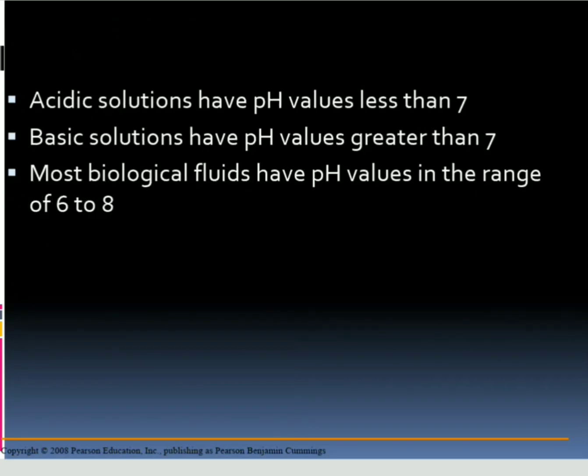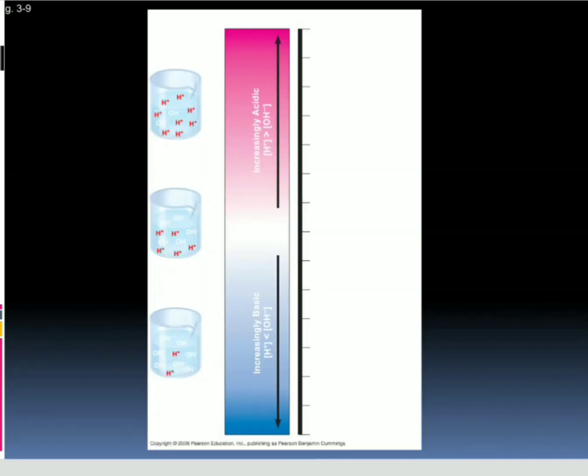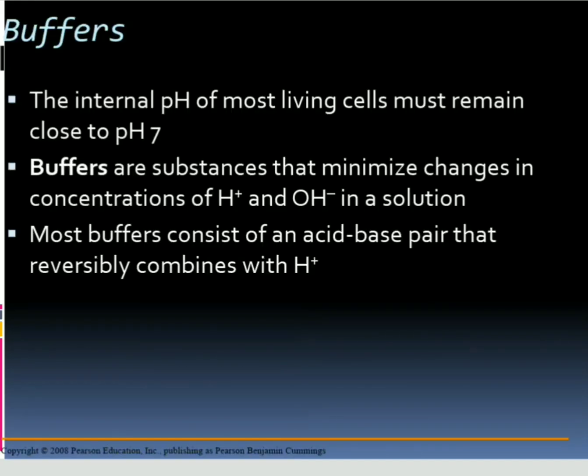On the pH scale, acidic solutions have pH values less than 7, that is 1 to 7. Basic solutions have pH values greater than 7. Most biological fluids have a pH in the range of 6 to 8, which is essentially neutral. So 1 to 7 is acidic, 7 to 14 is basic. The internal pH of most living cells must remain close to pH 7, that is neutral.